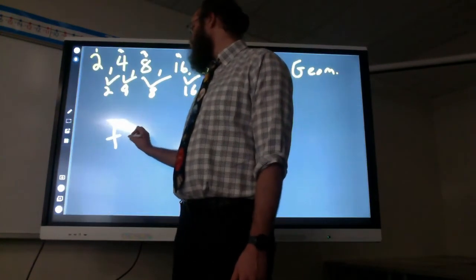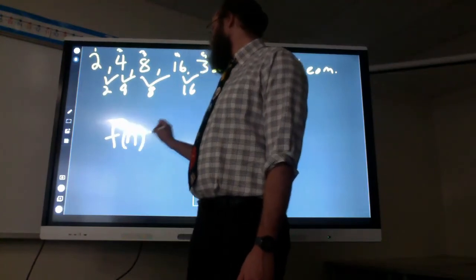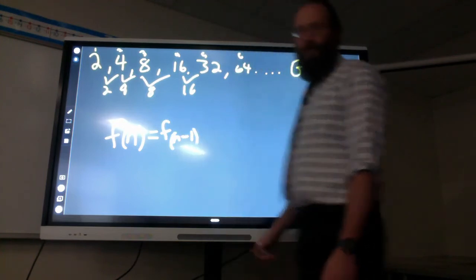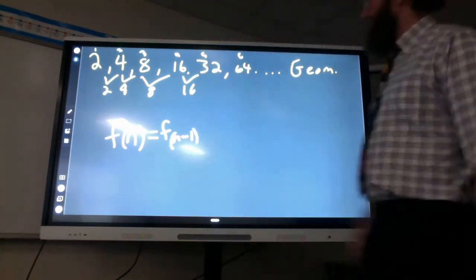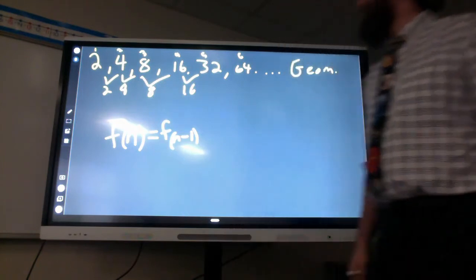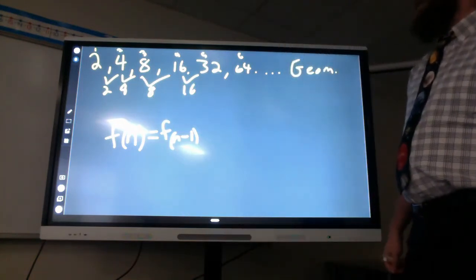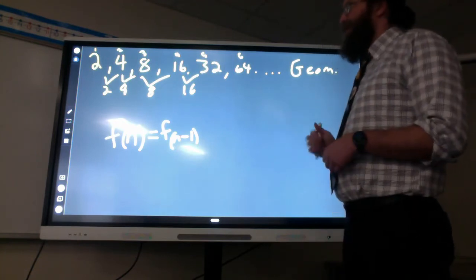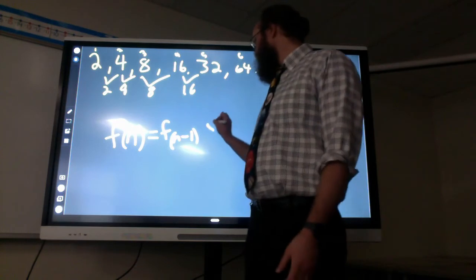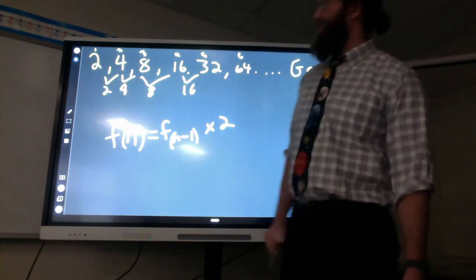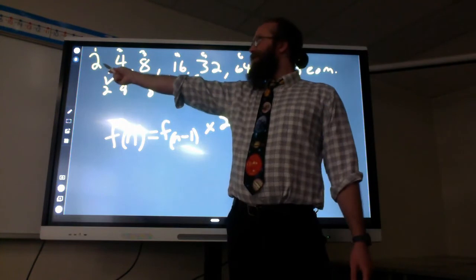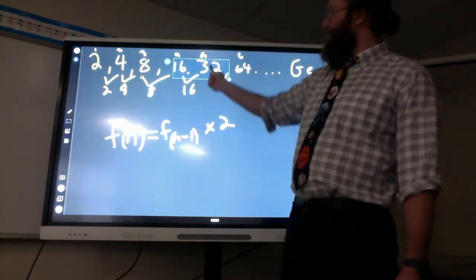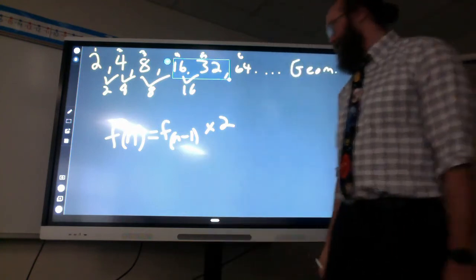F of n equals f of n minus 1. Right? And then our common difference is changing every time, and we need to determine whether it's going up or down. It's going up, the numbers are getting bigger, and they are getting bigger by a factor of 2. So in this case, we are multiplying our recursive equation by 2. If we want to get from one step to the next, that's what we're doing. We're taking the previous step, multiplying it by 2 to get 32.